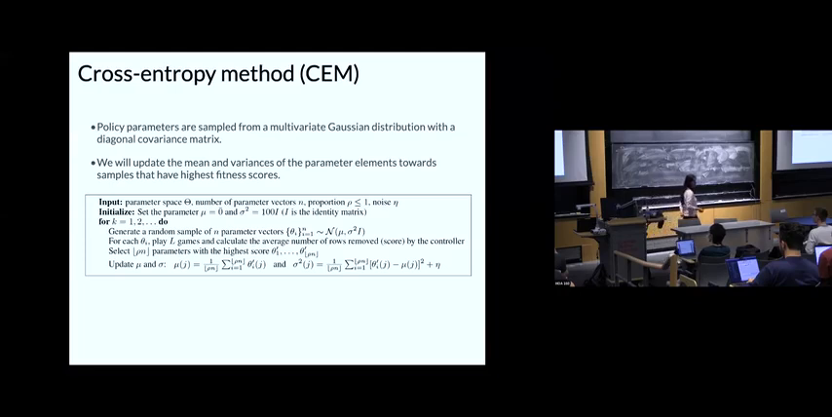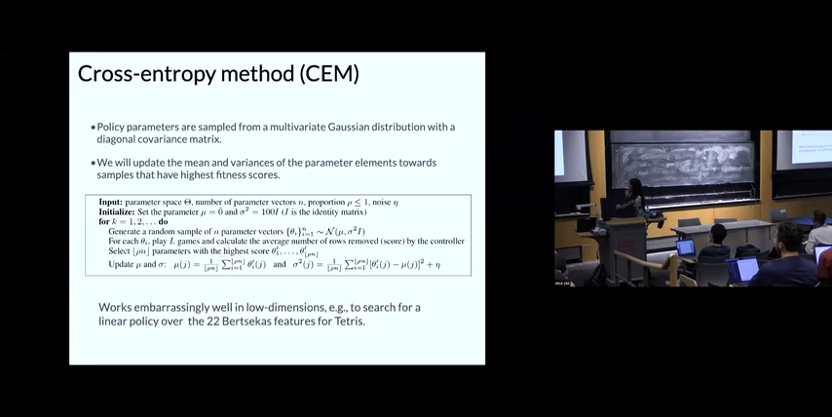You will see this in tons of papers. So now you know what it is. It's the cross-entropy method, CEM. So we just start very simple here. By the way, this was the dominant approach for playing Atari till 2013. All right. And this works really well in low dimensions, for low dimensional policies. Now, how can you have a low dimensional policy? You need to engineer your features. And indeed, back then, many people were using these 22 Bertsekas features because Bertsekas had introduced those features for playing Tetris. All right. And yes, you can search that very low dimensional parameter space easily with the cross-entropy method.